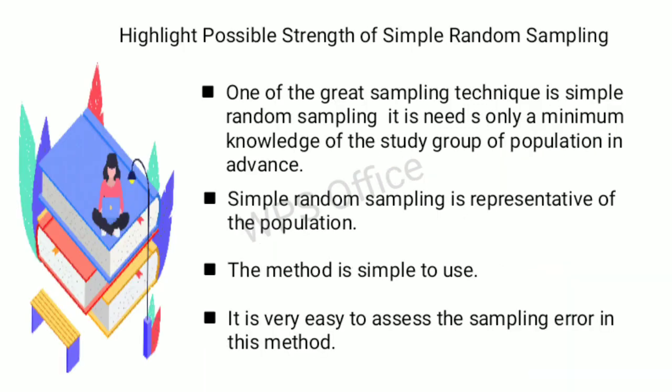This is the highlight of possible strengths of simple random sampling. One of the great sampling techniques is simple random sampling. It needs only a minimum knowledge of the study group of the population in advance. Next, simple random sampling is representative of the population. The method is simple to use. It is very easy to assess the sampling error in this method.